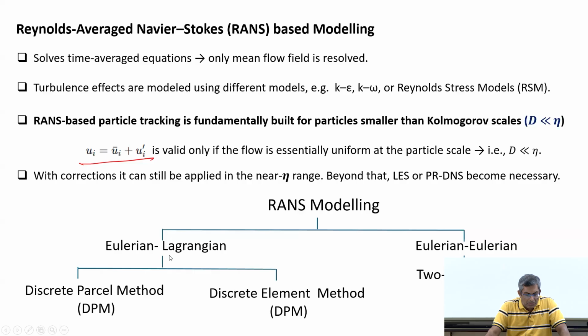Now, if we consider Eulerian Lagrangian itself, we have two different approaches: discrete particle method, discrete element. So, this should be discrete element method.